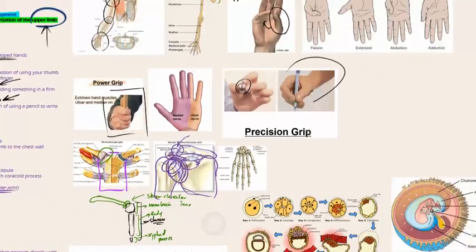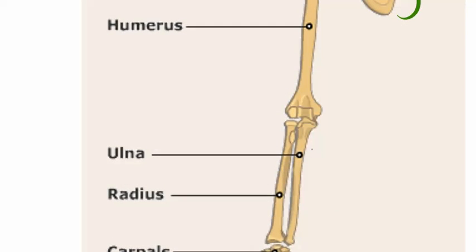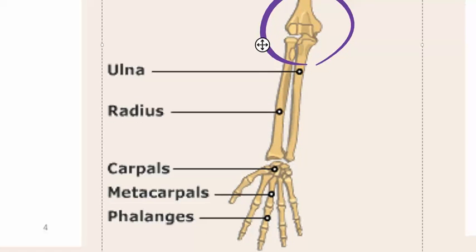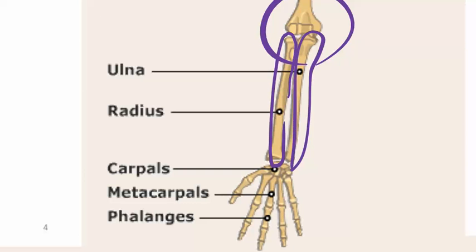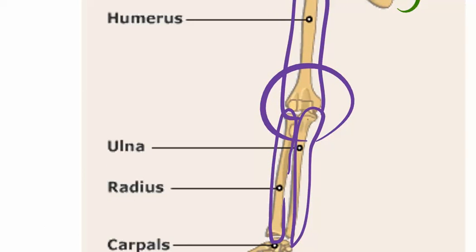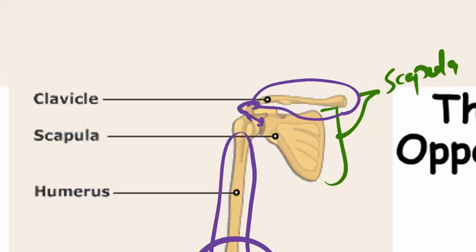Let's see if I have this one on here. Okay, so here we would have the radius and the ulna, right? And they're joining with what? Your humerus. So that's the elbow joint.